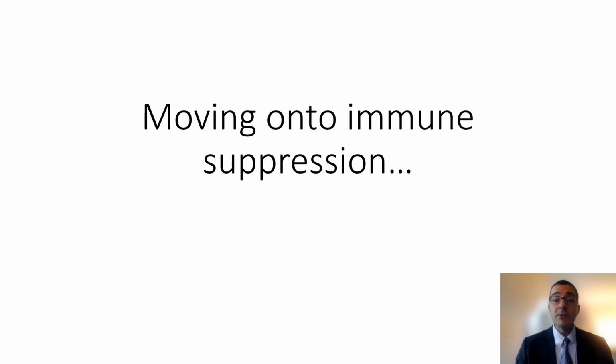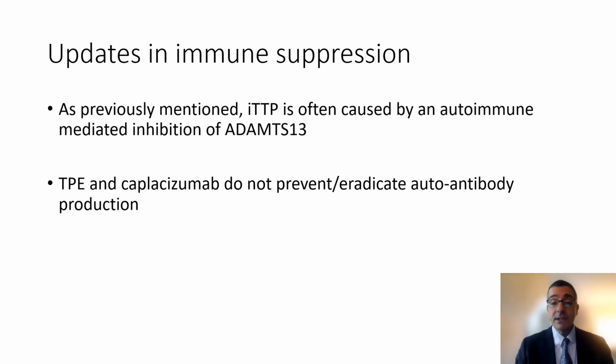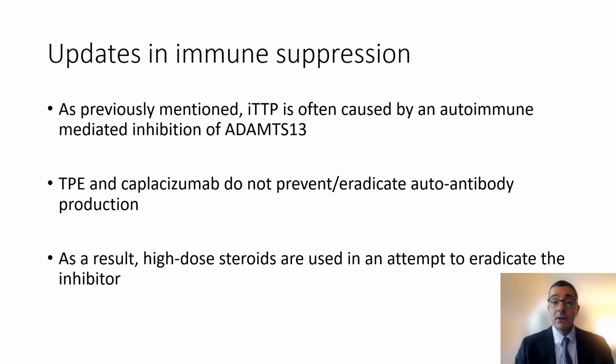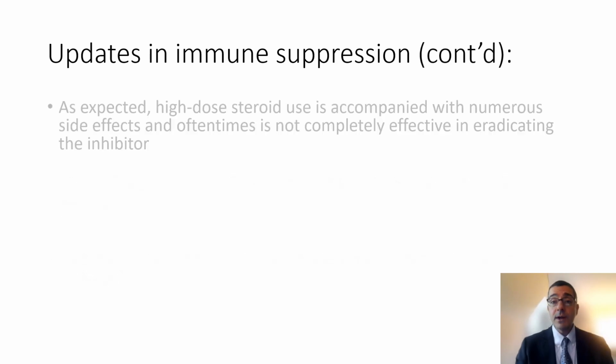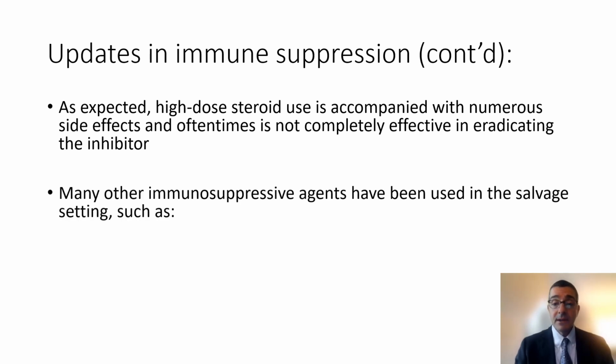So let's move on to immune suppression. Have there been any updates there? Well, as we've mentioned, this is an autoimmune-mediated attack on ADAMTS13. And as we said, plasma exchange and caplacizumab do nothing about what led to this. So standard of care is to use high-dose steroids in order to eradicate the inhibitor. But as everyone who has been on this knows, steroids can lead to a lot of side effects. And so we use a lot of other things.